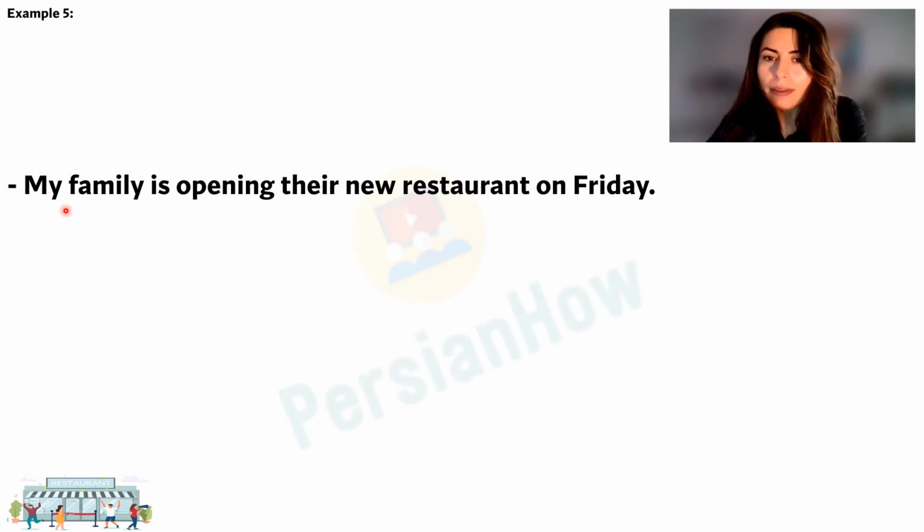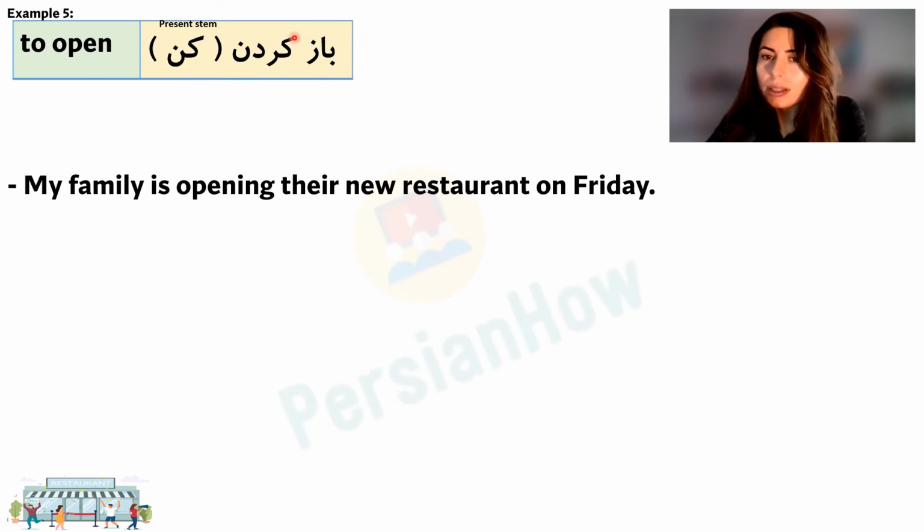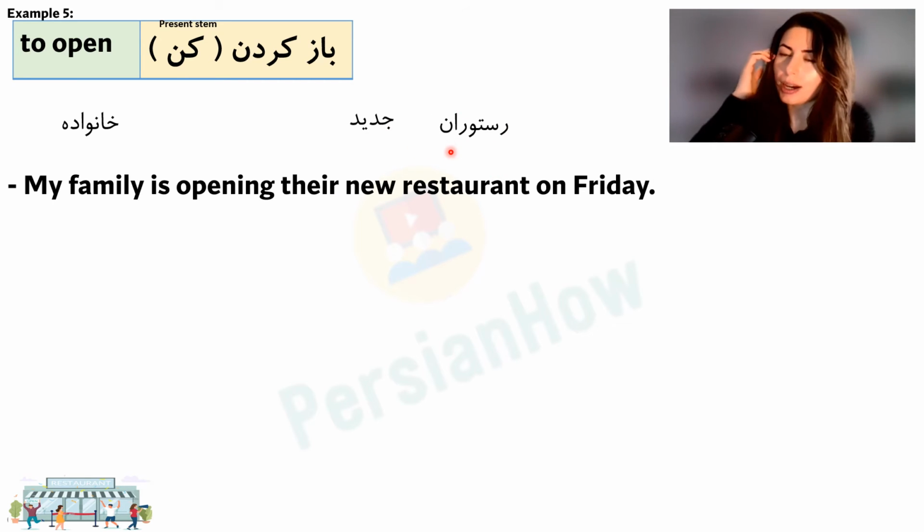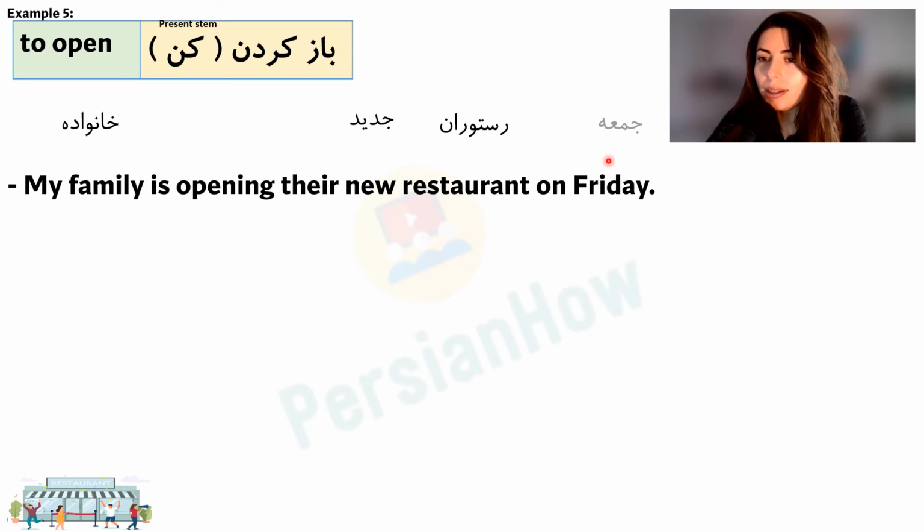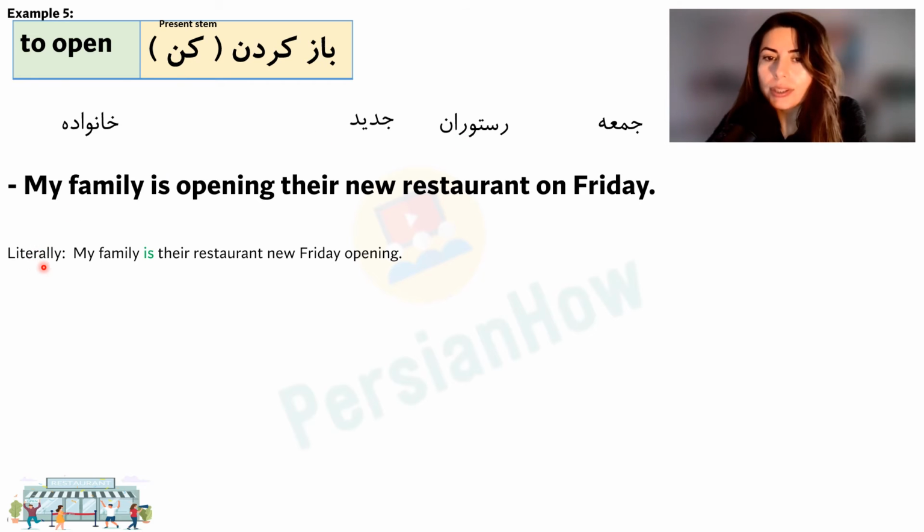Next example, my family is opening their new restaurant on Friday. To open is baz kardan. Kon is the present stem. Family is khanevade. New is jadid. Restaurant is restoran. So it's kind of almost the same vocab, it's just the pronunciation is different. And then Friday is jome. So literally we need to say my family is their restaurant new Friday opening.